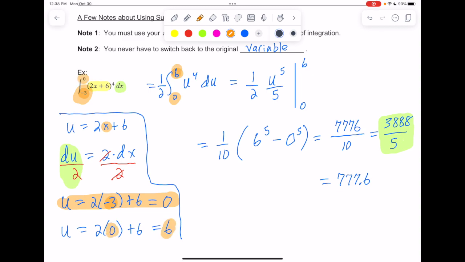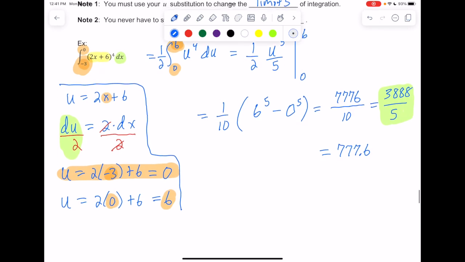So that 6 became the upper limit. That's one key thing. Don't forget to change your limits of integration. But then the nice thing at the end is no need to backward substitute. So there's our final answer without ever going back to x.